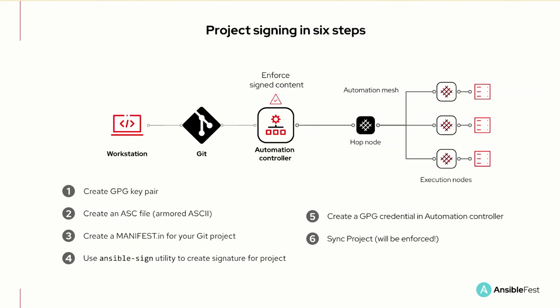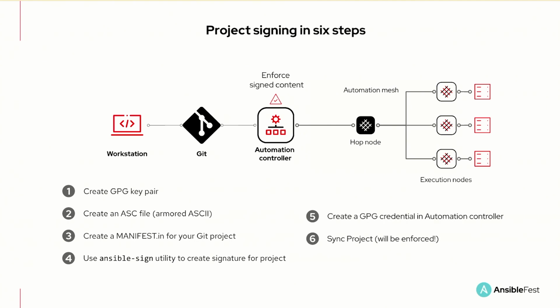Okay. So project signing in 6 steps here. Again, this is also GPG based. So first thing again is to create a GPG key pair. Second one is basically create an ASC file. Think of the ASC file, the ASCII armored file, as the public key from that key pair. So we basically export the public key from that GPG key pair.